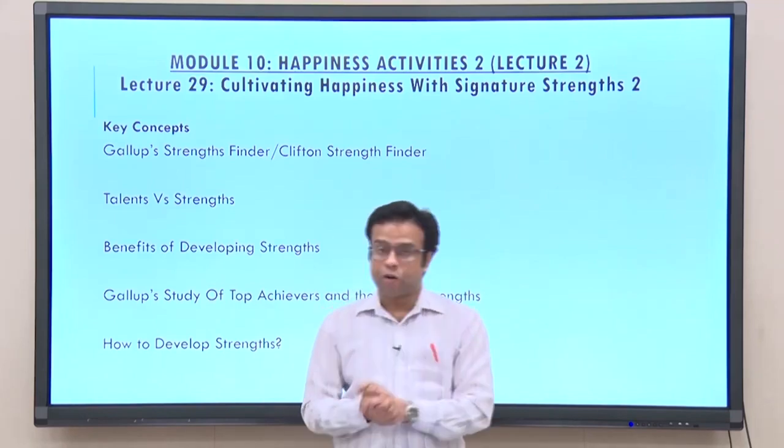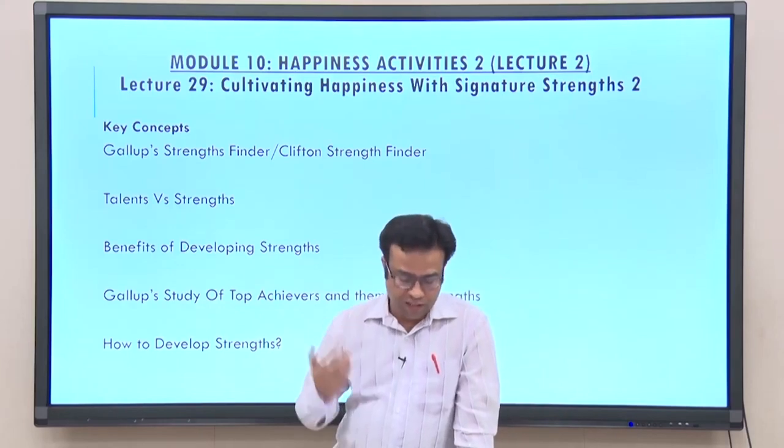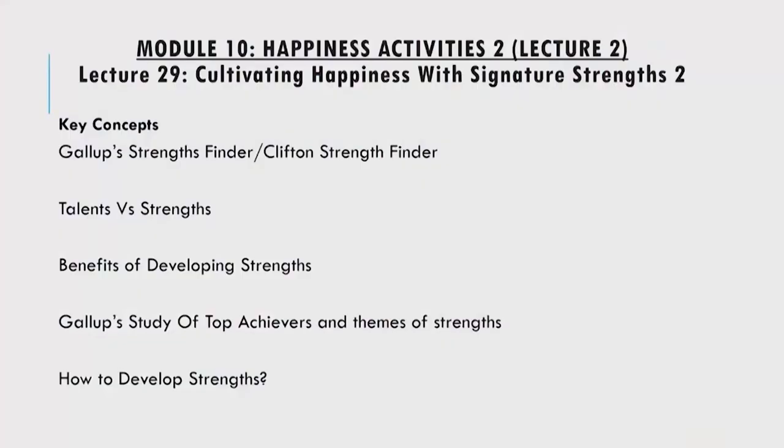Today, some of the concepts that we will discuss are the Gallup Strength Finder or Clifton Strength Finder. We will introduce what that is. We will discuss the difference between talent and strengths. Then we will talk about the benefits of developing strength from this perspective. Then we will talk about the Gallup study of top achievers and the important findings they found by studying top achievers. And at the end, we will discuss how to develop strength from the perspective of this particular approach. So, let us see the details of these concepts.